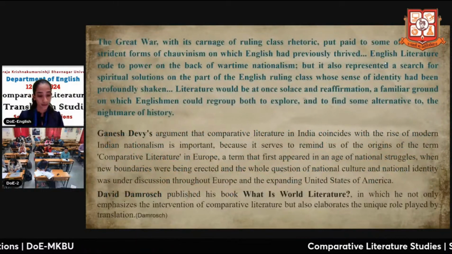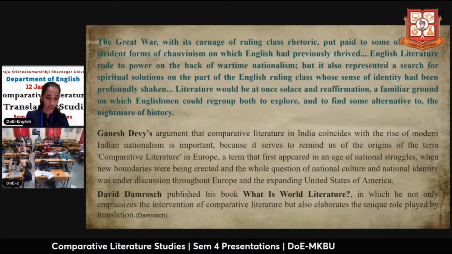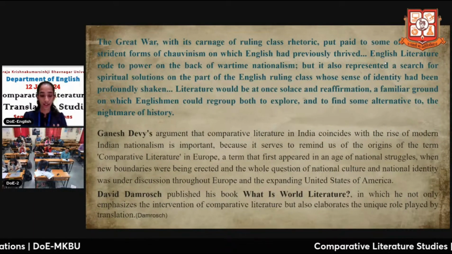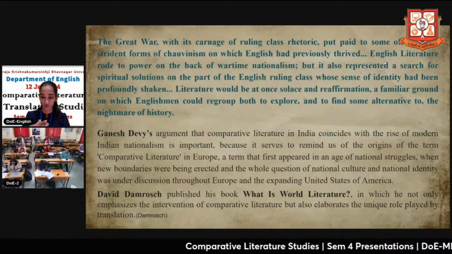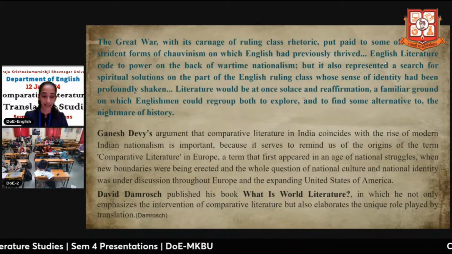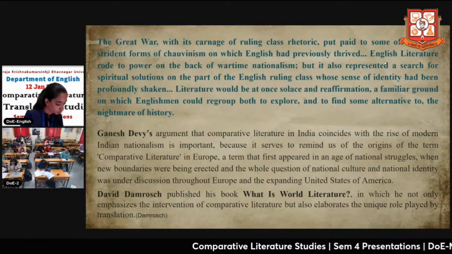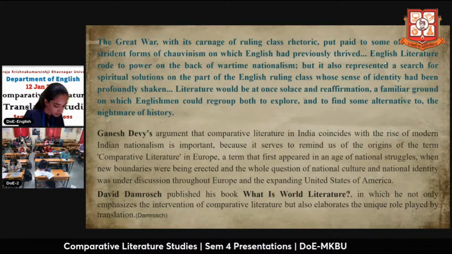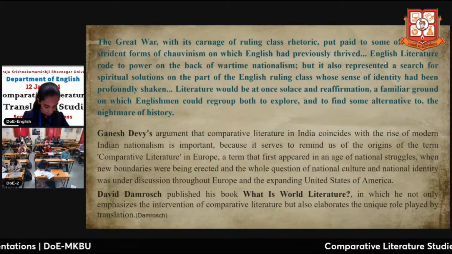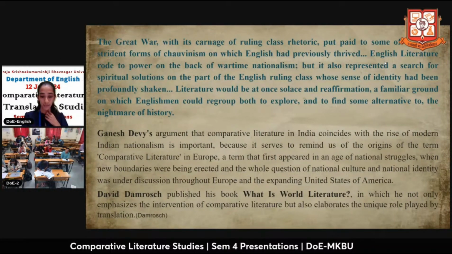Ganesh Devy's argument that comparative literature in India coincides with the rise of modern Indian nationalism is important because it serves to remind us of the origins of the term comparative literature in Europe, a term that first appeared in an age of national struggles when new boundaries were being erected and the whole question of national culture and national identity was under discussion throughout Europe and the expanding United States of America. So, here we can see that Ganesh Devy has added something to comparative literature with the help of nationalism.